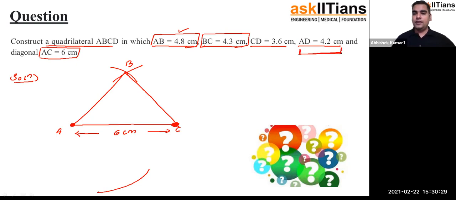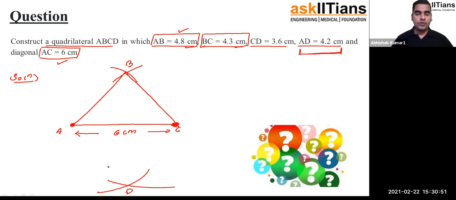Okay. After you are done with this, assuming C to be the center, mark an arc of length 6 centimeter below AC again. And you will observe that these two arcs that we have drawn cut each other at one point, and you are going to call that particular point D. So this is point D.